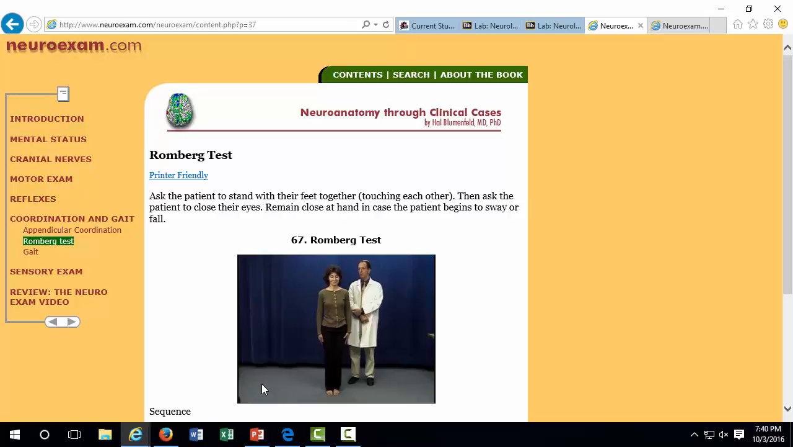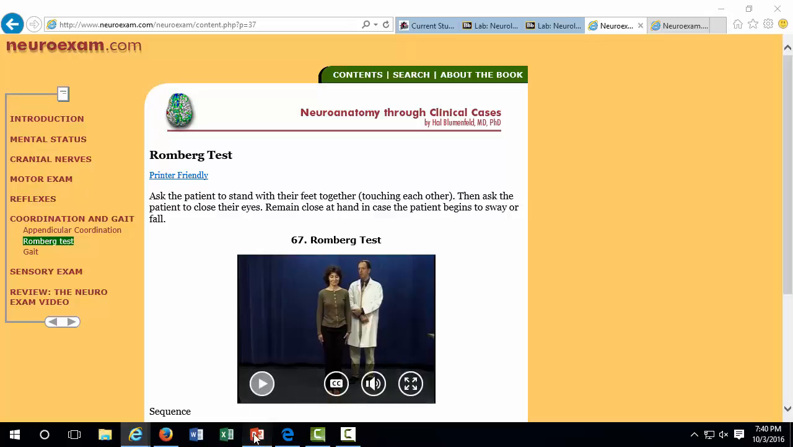So that's a negative sign. That's a negative Romberg if it's normal. If she fell, then we call that a positive Romberg, and that's a sign that there's an equilibrium problem. And what cranial nerve is in charge of equilibrium? Take a look on page 29. So there might be damage to the sensory pathway of, yes, cranial nerve number 8, vestibulocochlear. So that detects hearing, that's sensory, and equilibrium. So there would be damage to that nerve. So that's the Romberg test.